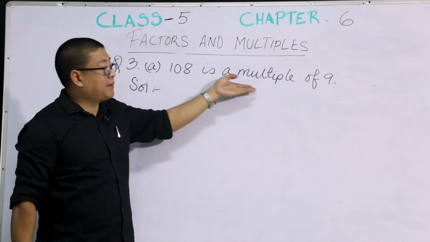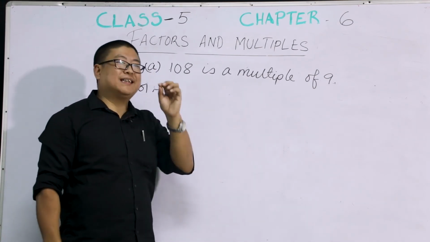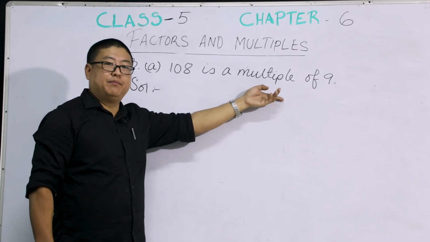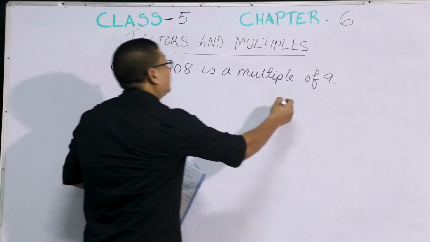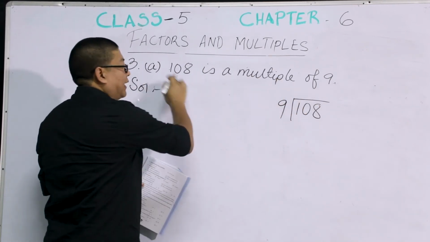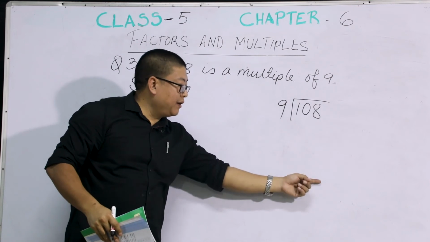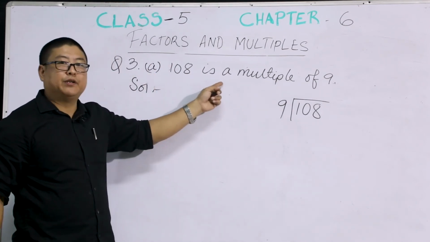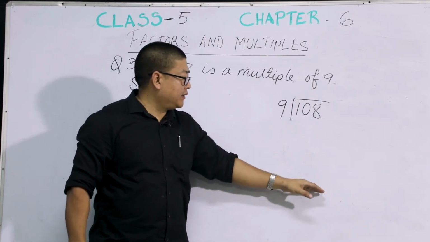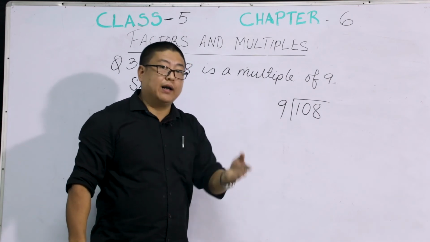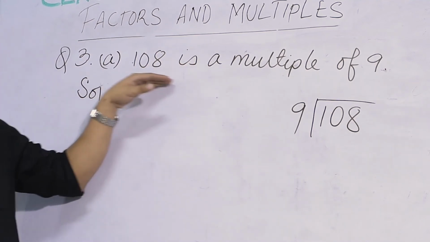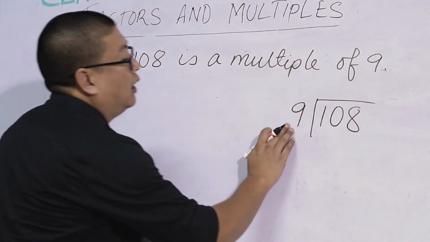Now, in this type of question, you have to know just one step. The only step to confirm this is by division. So we're going to divide 108 by 9. When we divide, if the remainder becomes 0, that means this statement is true. If the remainder is not 0, even if it is 1, it's not true, okay? But if the remainder is 0 here, that means this statement is true. So let's check it out.